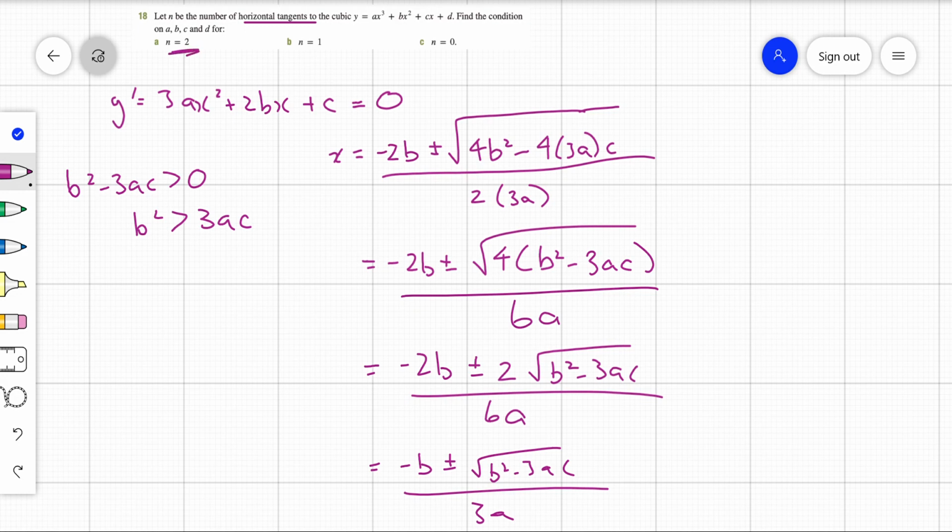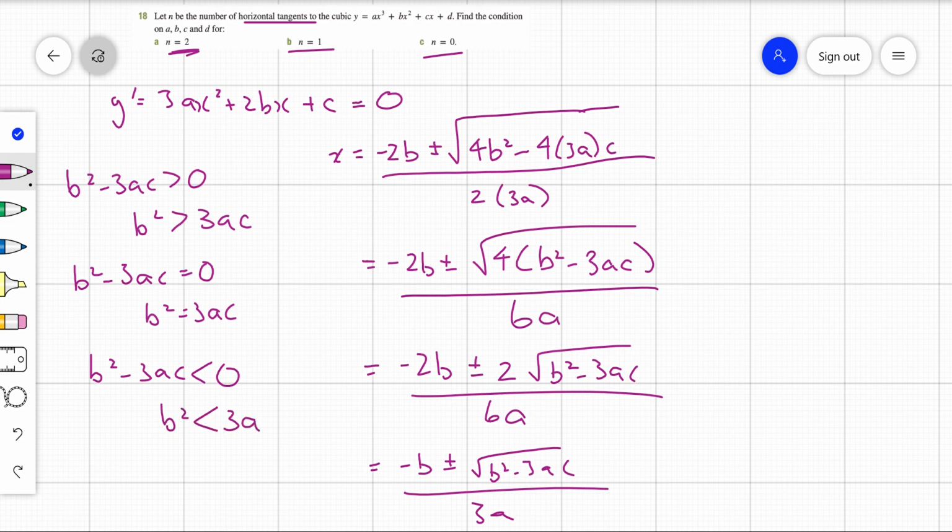If there's just one solution, then that b squared minus 3ac is going to have to equal 0. The discriminant will have to equal 0, so b squared would equal 3ac. And if we've got no solutions, then that stuff under the square root, that discriminant, would have to be negative for there to be no solution. That means b squared would be less than 3ac. Okay, hope that makes sense.